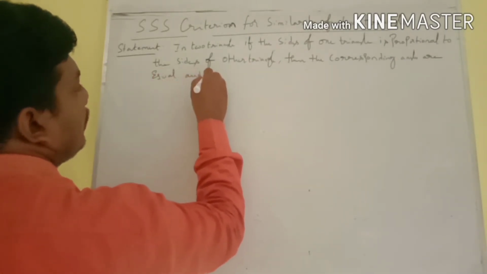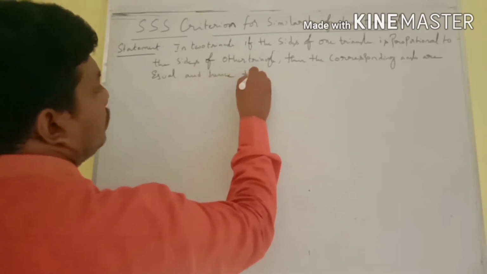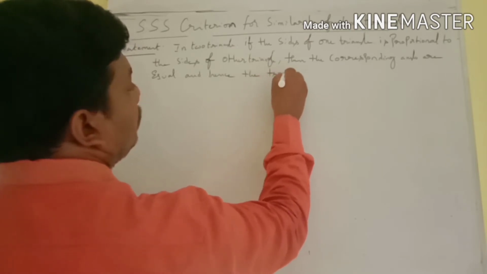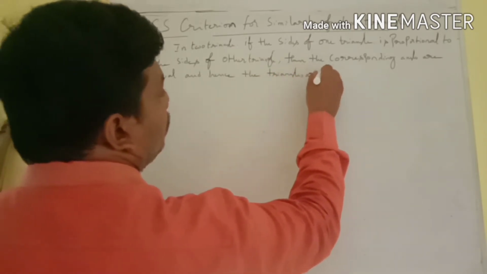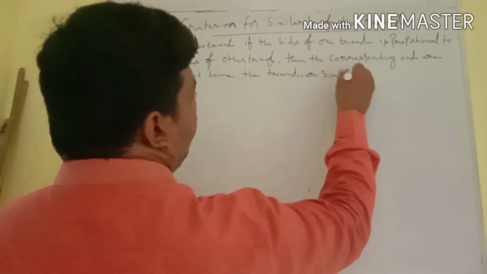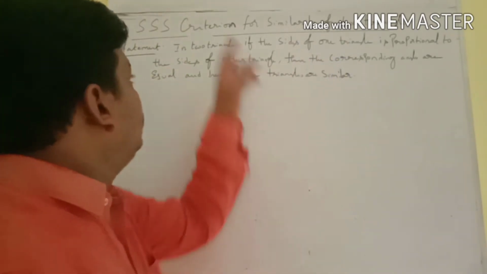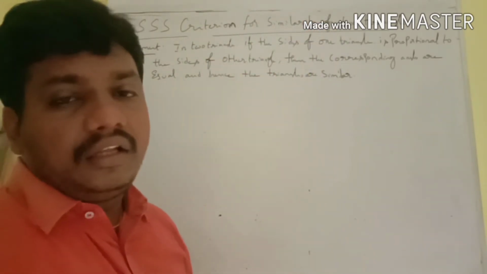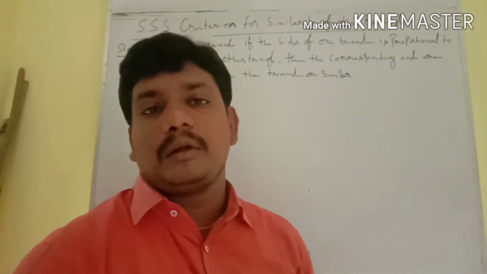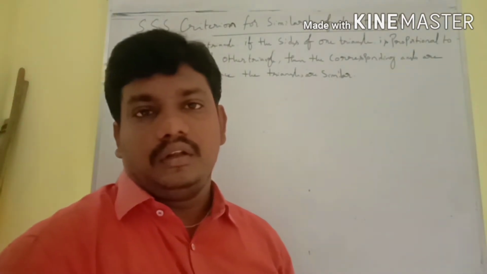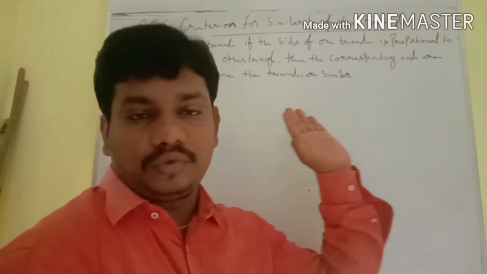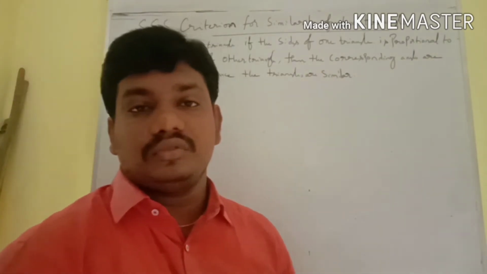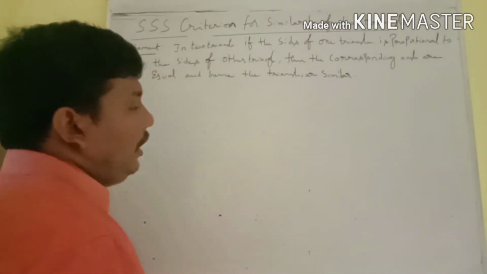And hence the triangles are similar. So this is the statement of the side criterion for similarity of two triangles. In two triangles, if the sides of one triangle are proportional to the sides of the other triangle, that means the sides of the first triangle are proportional to the sides of the second triangle, then the corresponding angles are equal and hence the two triangles are similar.